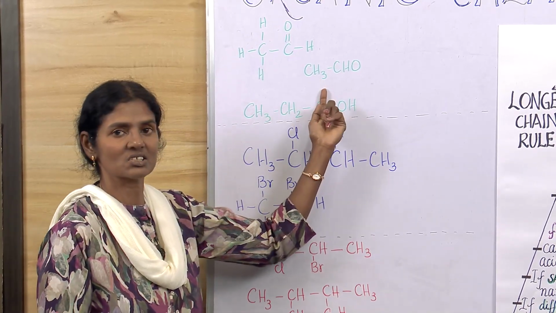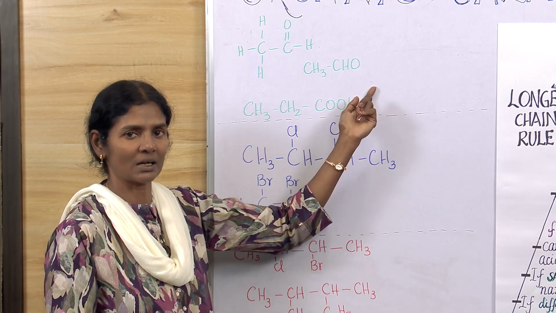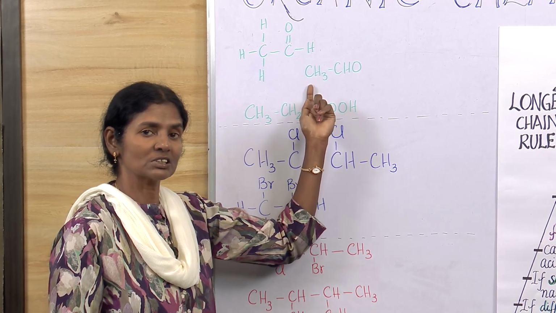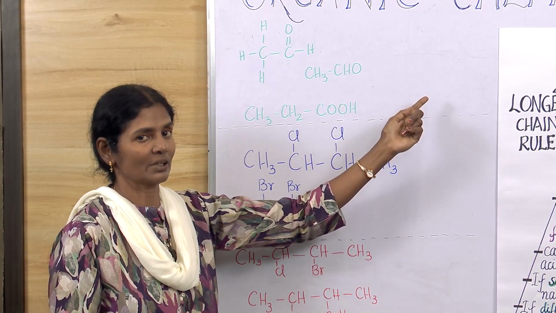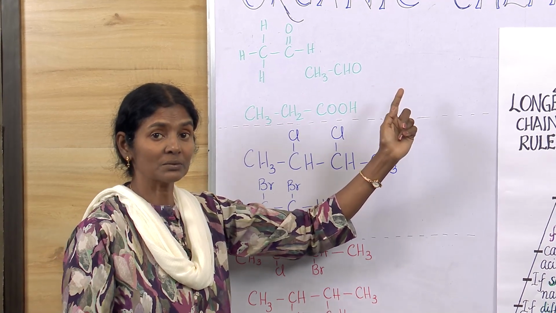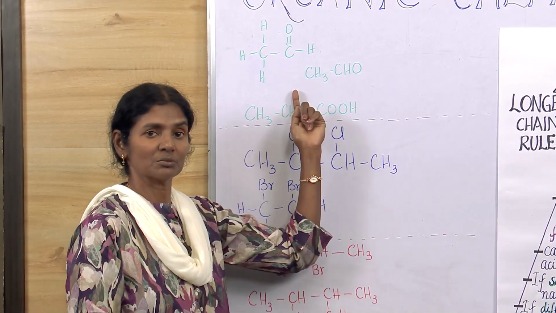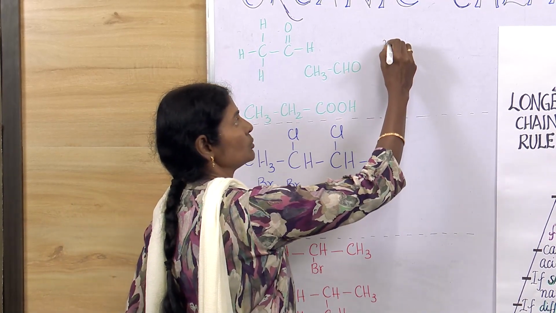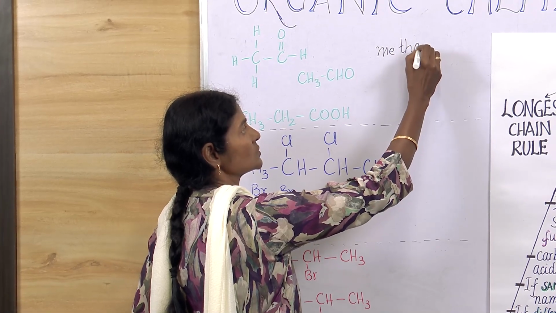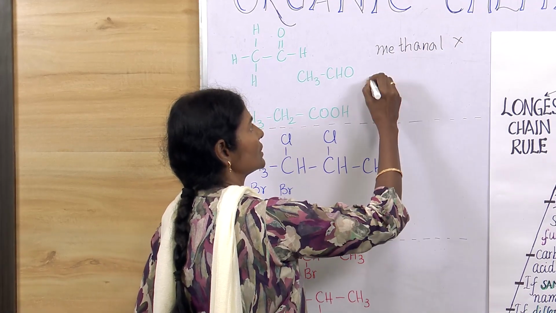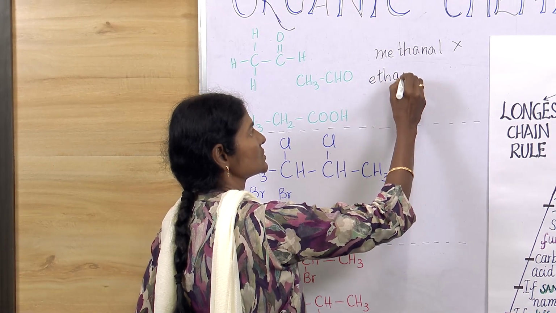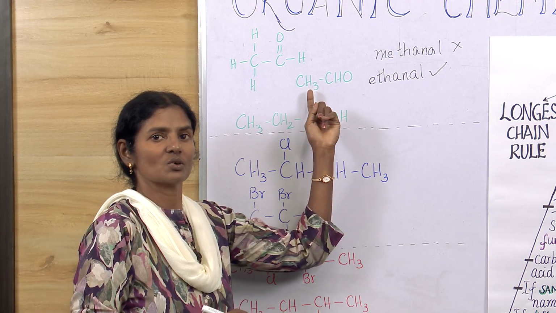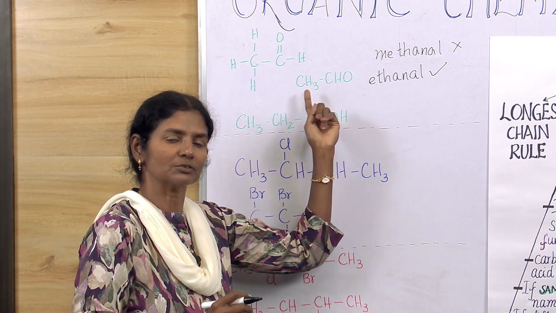What do you mean by that? Now see this, CH3CHO. CHO is an aldehyde. What do children usually do? There's only one carbon atom. So this is methanal. That is what they would name it. But then, what are we supposed to name it as? Two carbon atoms are there. So it is ethanal and not methanal. Okay. So methanal is wrong. But ethanal is correct. Why? Because it has two carbon atoms. We include that also as part of the root word.